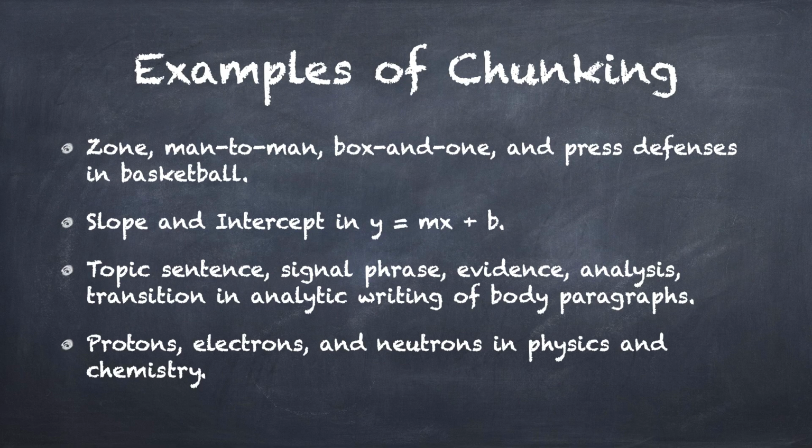So some examples of chunking you're probably familiar with, even though you didn't know you were doing it. A zone defense or a man-to-man defense, a box and one, press defenses, those defenses in basketball, those are all chunks. You run out onto the court and you've got those options. Your coach has those options at hand, pre-made, and when he calls out man to man, or zone, or box and one, the players kind of know what to do right from the beginning because they have those chunks and those options at hand.